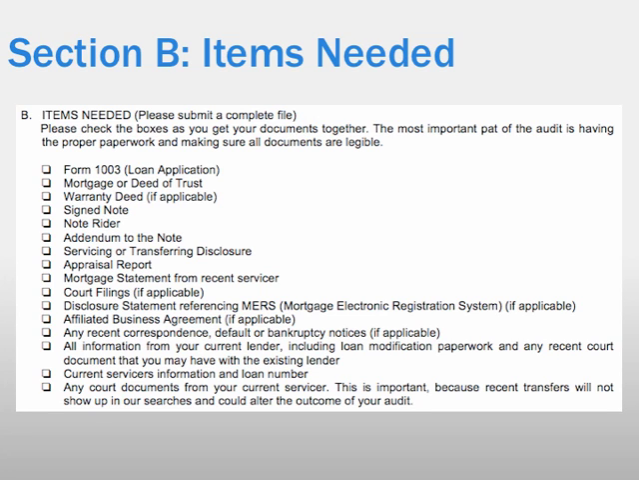A signed note is preferred. If it's an unsigned note, that's okay. If they're in foreclosure, by the way, we will have the mortgage or deed of trust and the signed note and the foreclosure paperwork. But if they can get us something with a note. A lot of notes have riders, so if they have a rider, we need the note rider. Some have an addendum, so we need an addendum to the note.